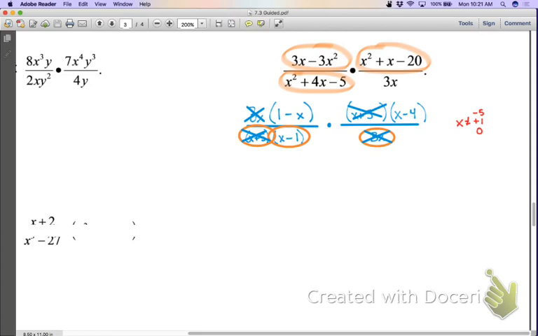Now, this one's a little bit tricky, because there's actually something else that we can get rid of. I have 1 minus x and I have x minus 1. Now this is where this one gets a little bit tricky. The numbers are the same, but what happens to the signs in front of them?